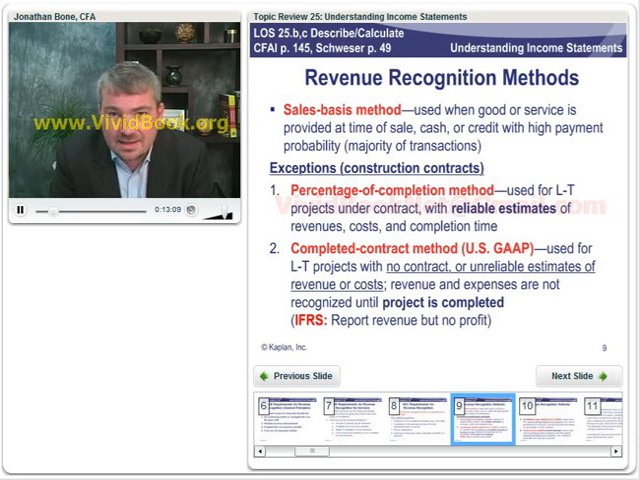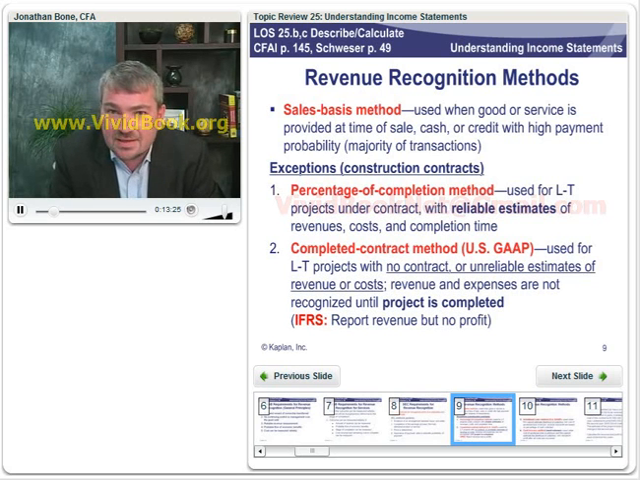Why? Let's think about it. If we have a contracted selling price and a reliable estimate of total cost, we know whether this contract is likely to be profitable. And if it is likely to be profitable, percentage of completion is allowing us to recognize those profits over the construction phase.